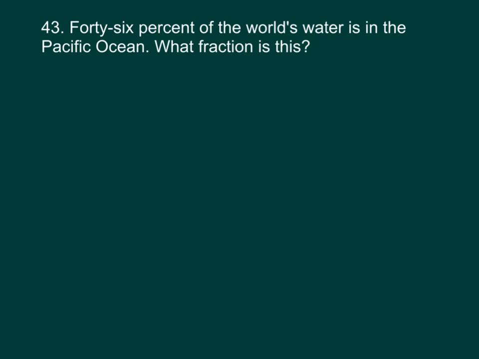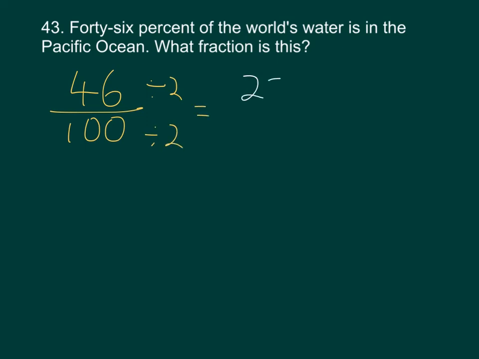Question 43 says, 46% of the world's water is in the Pacific Ocean. What fraction is this? Well, let's write it as 46 over 100. That is not the simplest form, so if we divide by 2 on the top and the bottom, we'll end up with 23 over 50. That is simplest form for the fraction of the world's water.